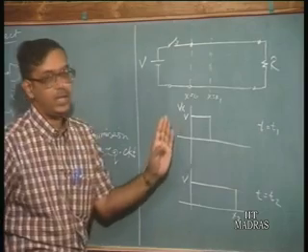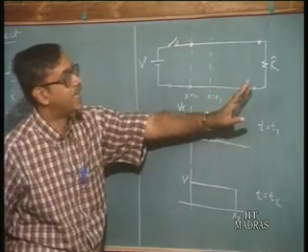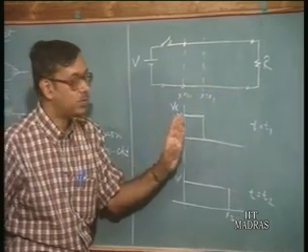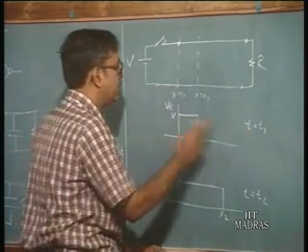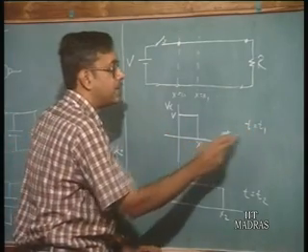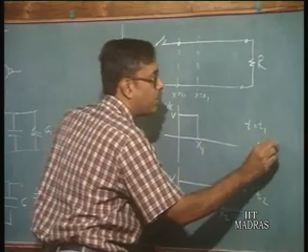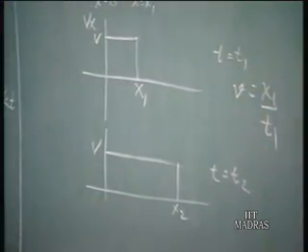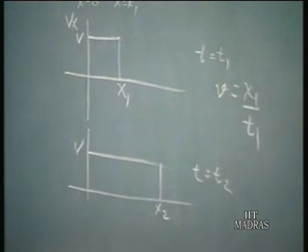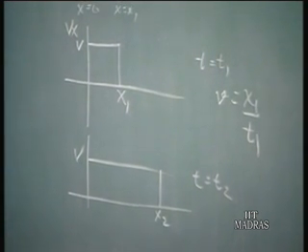So, this voltage V is not instantaneously available at the load end. It moves with a particular velocity V. If it has moved x1 at time t1, then the velocity will be given by x1 by t1. So, this is the velocity of the wave, the voltage front.